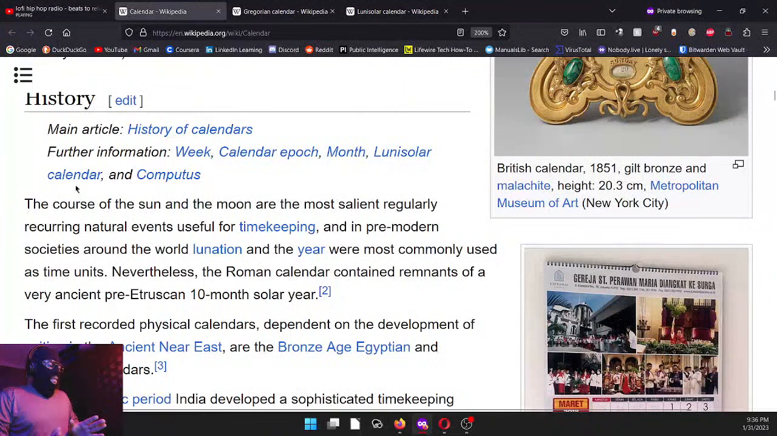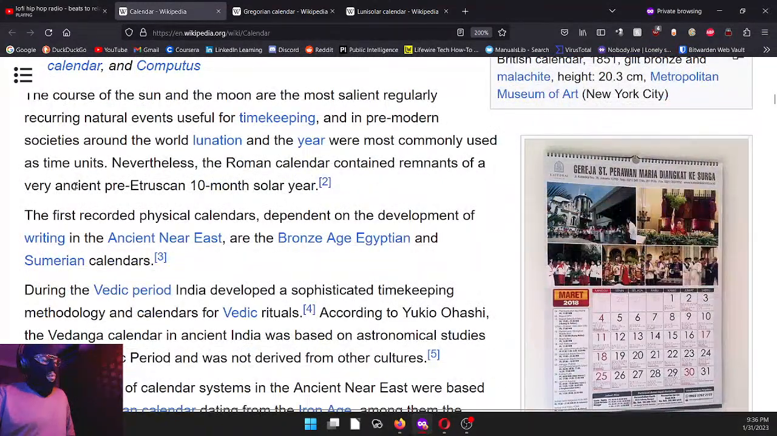The course of the sun and the moon are the most salient, recurring natural events useful for timekeeping. And in pre-modern societies around the world, lunation and the year were most commonly used as time units. Nevertheless, the Roman calendar contained remnants of a very ancient pre-Etruscan 10-month solar year. The first recorded physical calendars depend on the development of writing in the ancient Near East. All the Bronze Age Egyptian and the Sumerian calendars.